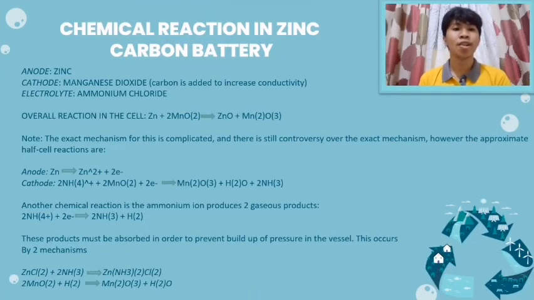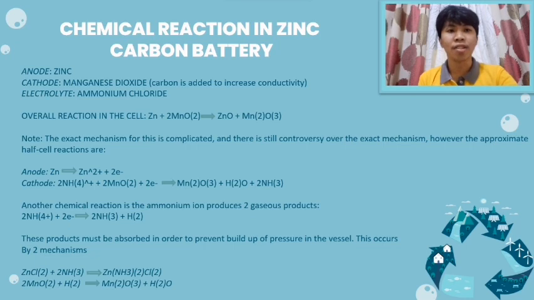So next, here are the chemical reactions in zinc-carbon batteries. Zinc-carbon batteries have different types, and different types of these batteries have different chemical reactions. If you look at the presentation, it shows the chemical reaction within these zinc-carbon batteries. For example, one type is a battery where its anode is zinc, the cathode is manganese dioxide where carbon is added to increase conductivity, and the electrolyte used is ammonium chloride.